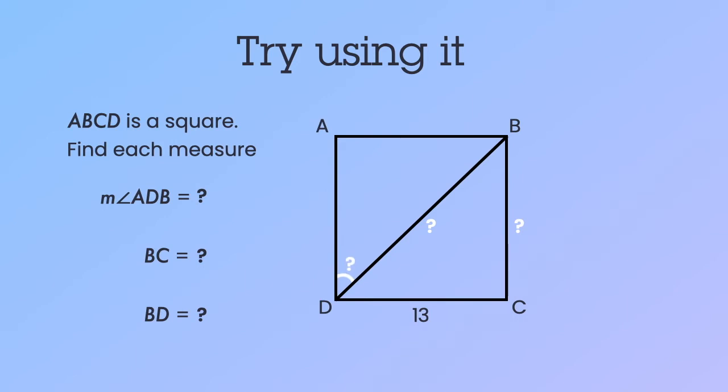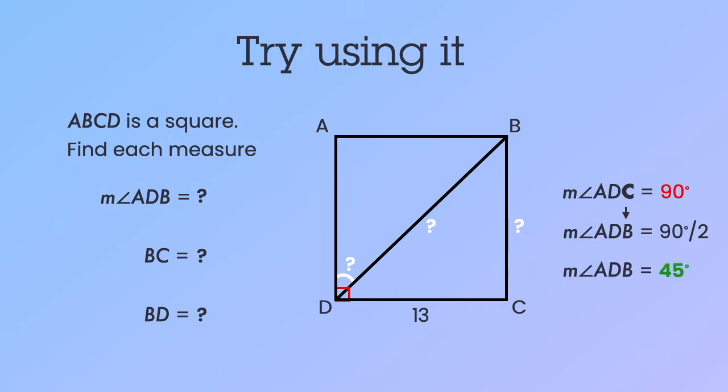Now that's an angle in the corner. Notice it's from an edge to the diagonal. So the thing to remember here is that that main corner there at D is a 90-degree angle. Angle ADC is 90 degrees. But since it's a square, the diagonal will bisect that angle. So we'll divide that in half to find the measure of angle ADB. So we're looking at a 45-degree angle there.